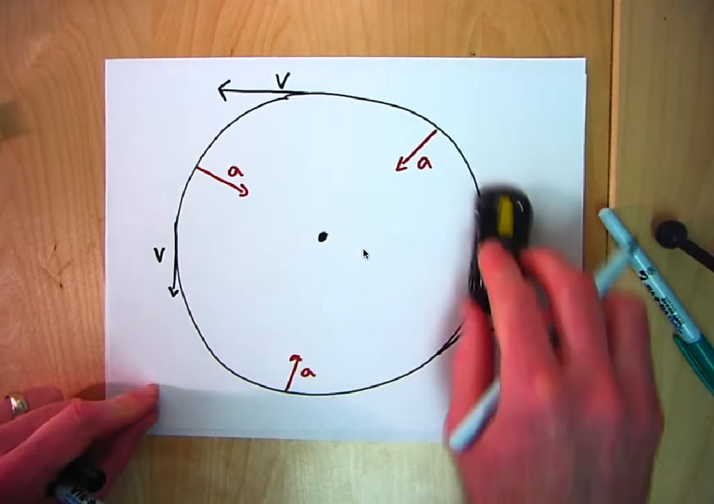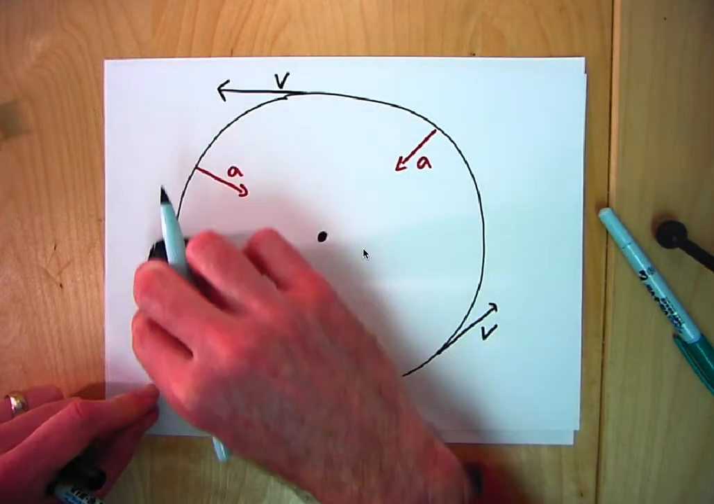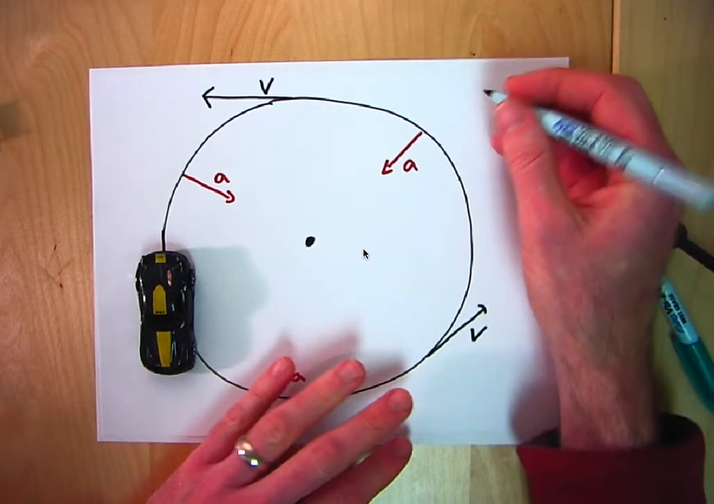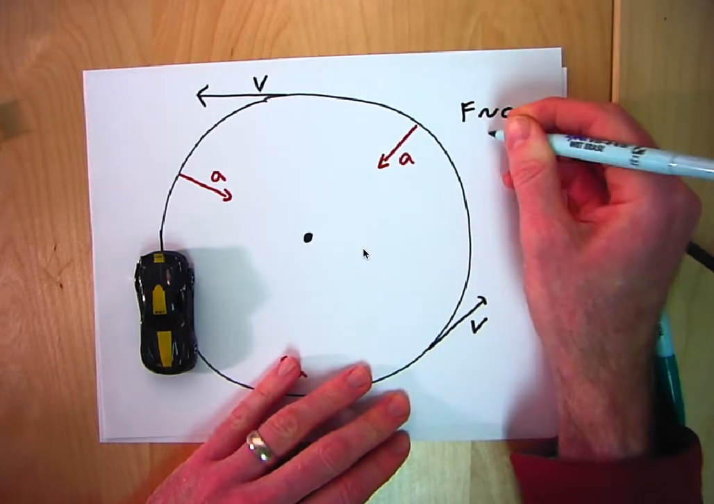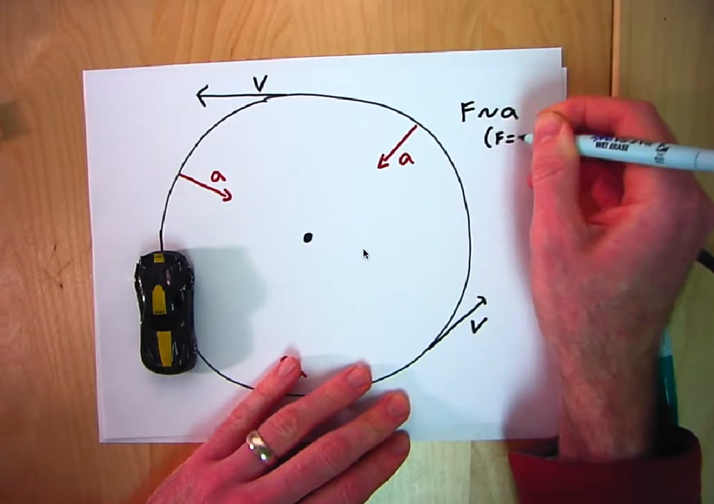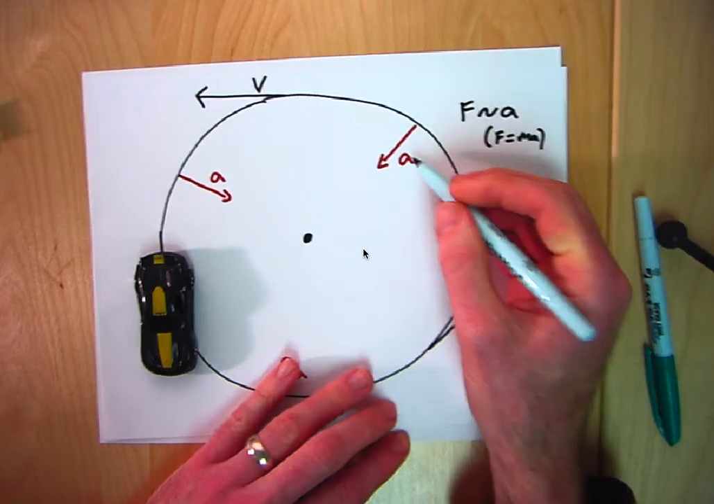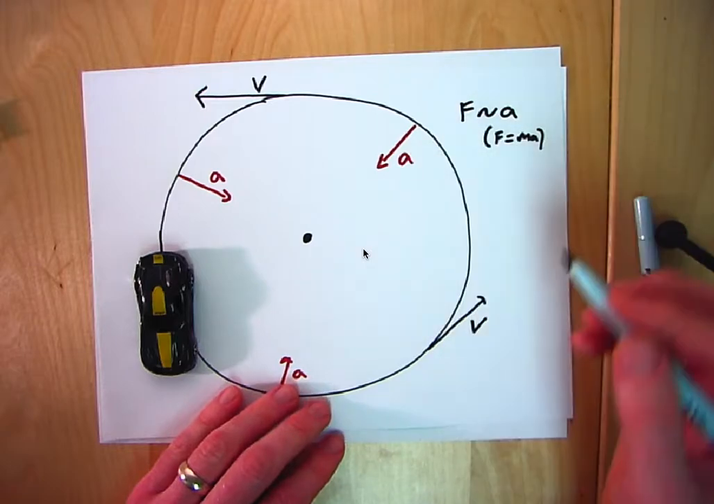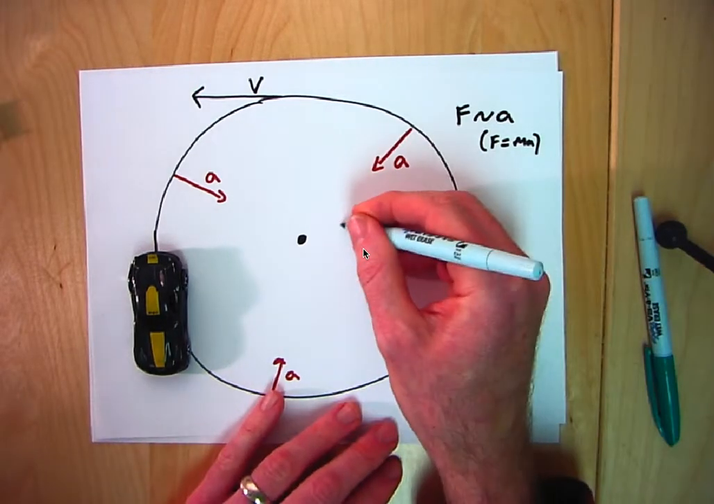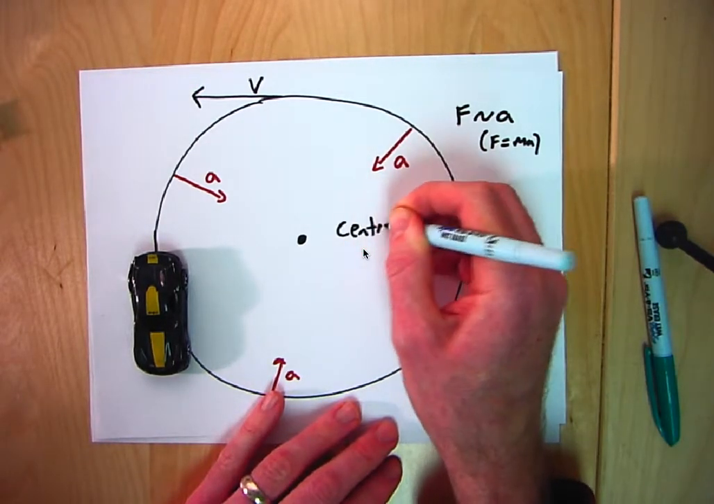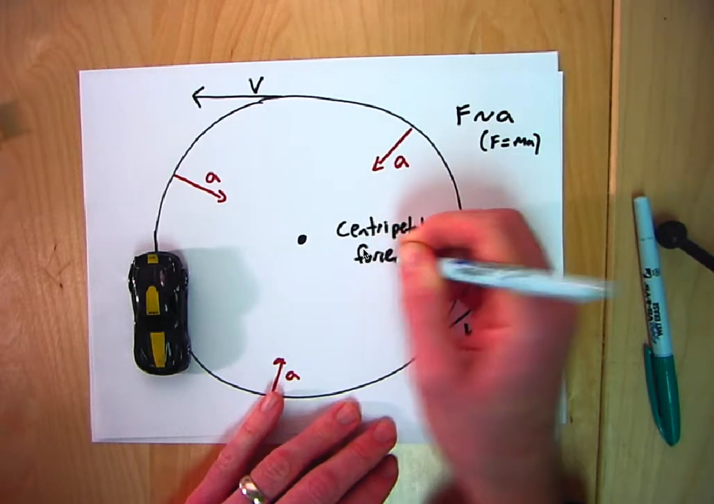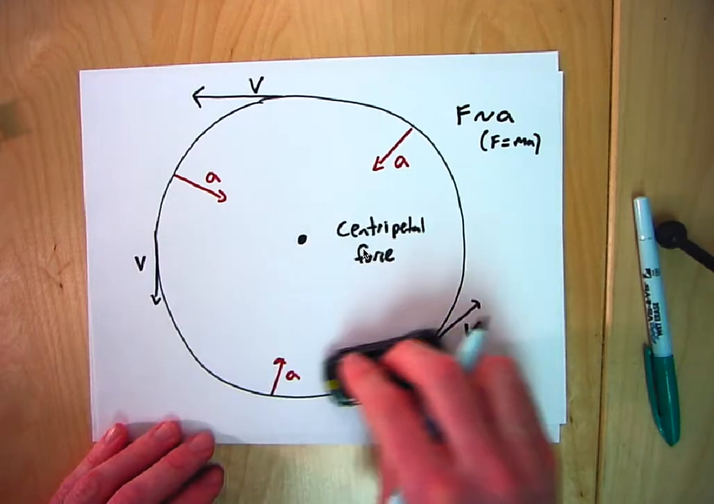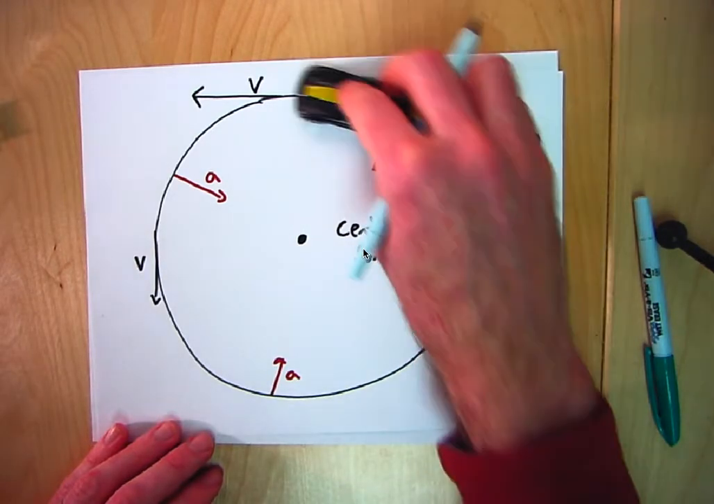What we also know is that if there's an acceleration towards the center of the circle, then there also has to be a force. You remember that force is proportional to acceleration. Really, we write it as F equals ma. So along with a centripetal acceleration, we also have what we call a centripetal force. And the force is in the same direction as the acceleration. Centripetal means towards the center.